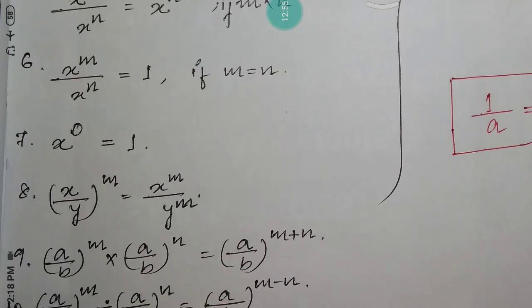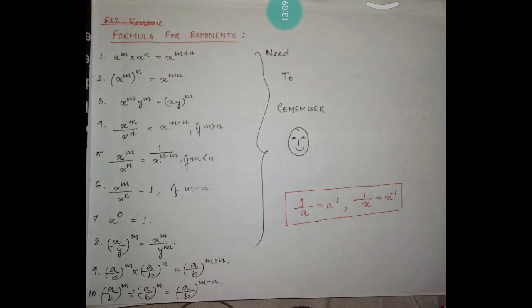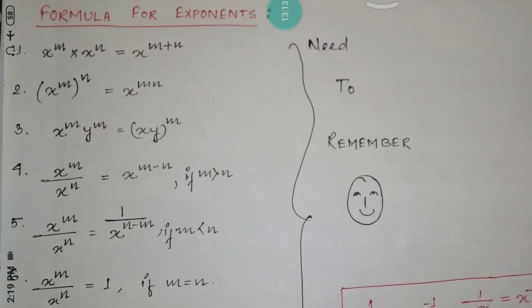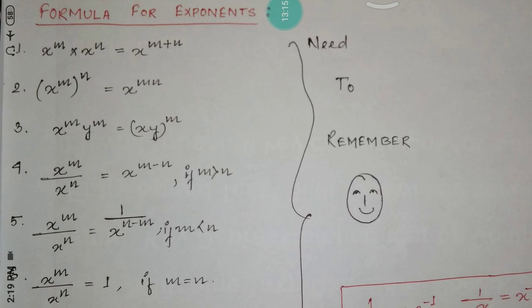x by y whole power m is equal to... see here, x by y whole, the power outside the bracket is given, so we can split the power in the form of x power m by y power m. In the case of multiplication, here also we have done it for 3 numbers: x power m into y power m. It is multiplication given and the power is the same, that's why we have taken the power outside the bracket.